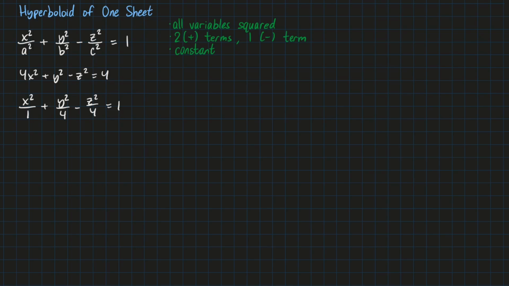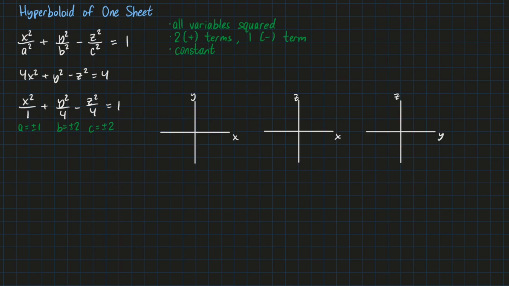This means a squared is 1, so a equals plus or minus 1, b equals plus or minus 2, and c equals plus or minus 2. Again, when plotting quadric surfaces, we're going to look at the three traces first. For the xy trace, we cover up the z term. We are left with x squared over 1 plus y squared over 4 equals 1. This is an ellipse equation, and we know how to plot that. So that's our xy trace.